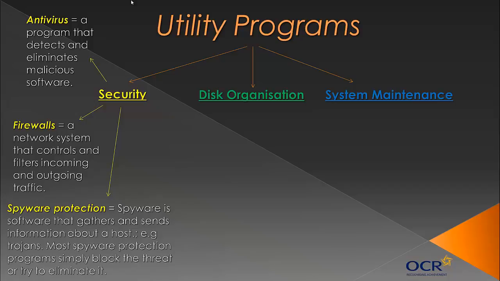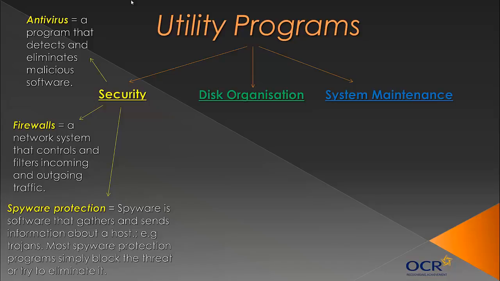So spyware protection. Spyware is a type of software that gathers and sends information about you. So if you have spyware on your computer, it will gather information about you, maybe your passwords. You might have a keylogger, so it records whatever you type, and if it sends this to a hacker, they can gather all this information about you and use it against you.